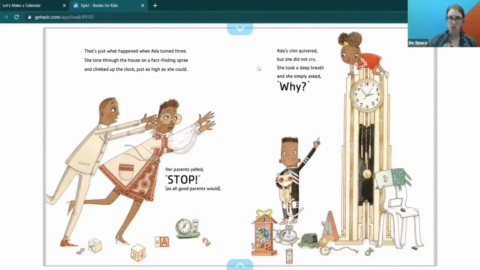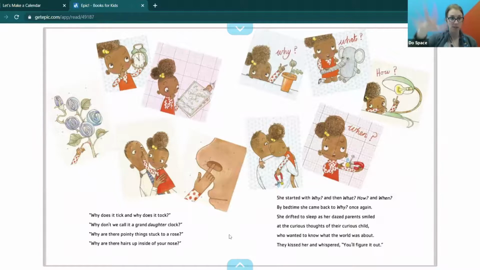Have you ever asked your grown-up why? I bet you have. Because you want to know. Why is the question you ask when you want to know something. Why did something work like that? And why are they telling her to stop? Why does it tick and why does it talk? I think she's referring to this clock. Why don't we call it a granddaughter clock? Why are there pointy things stuck to a rose? And why are there hairs up inside your nose?